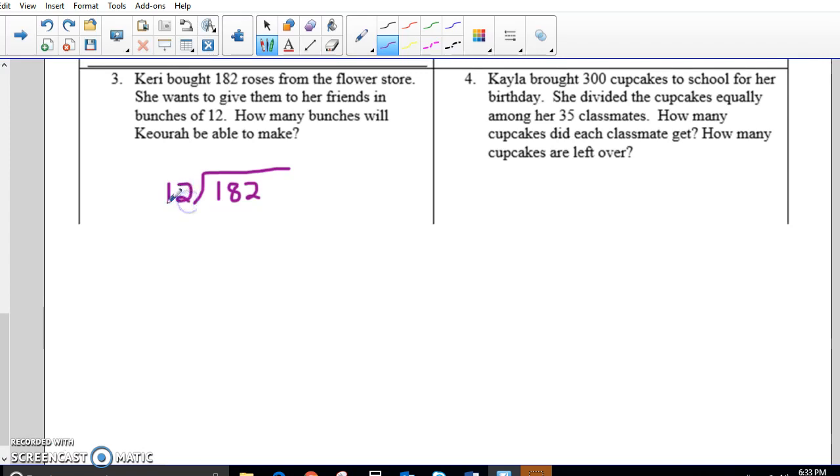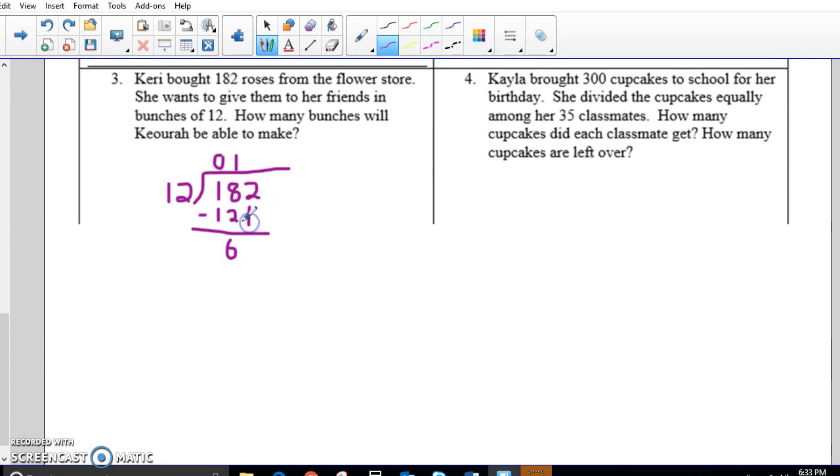I'm going to ask myself, can 12 go into 1? The answer is no, so I'm going to put a 0. I'm going to ask myself, can 12 go into 18? It absolutely can one time. So 1 times 12 is 12. Going to subtract, and 8 minus 2 is 6.